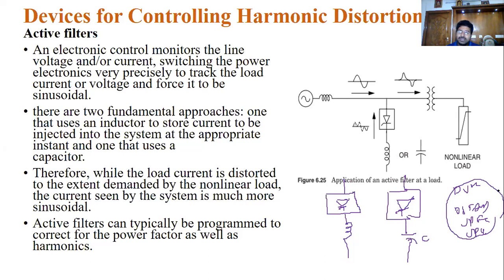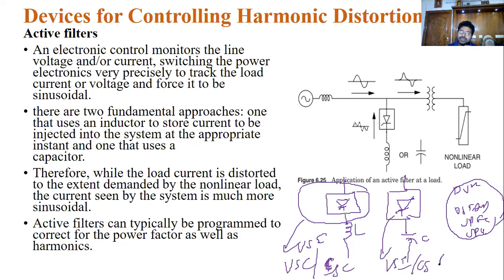So these are also active filters used to eliminate harmonic components. This device can be designed using an inductor as well as a capacitor. Why these two? The inductor as well as the capacitor can supply some energy or power to the filter. This is nothing but a VSC or a CSC: voltage source inverter or voltage source converter, or current source inverter. So DVR, DSTATCOM, UPFC, UPQC are simply VSCs, voltage source inverters or converters, three phase as well as single phase, or three phase or single phase current source inverters or converters.